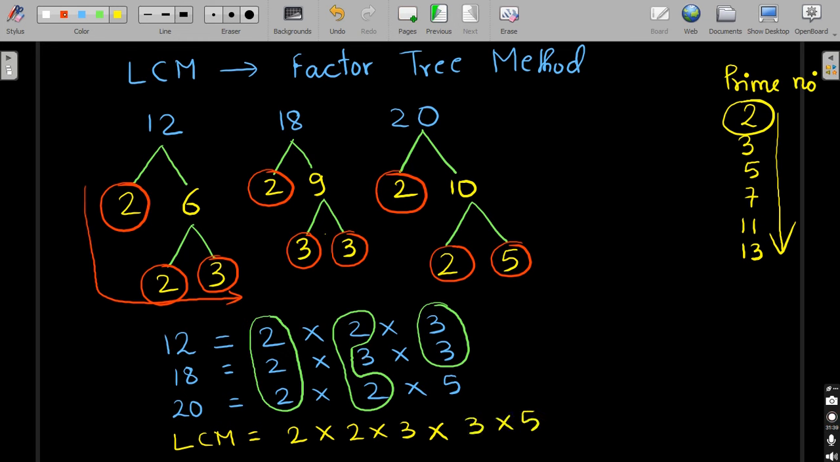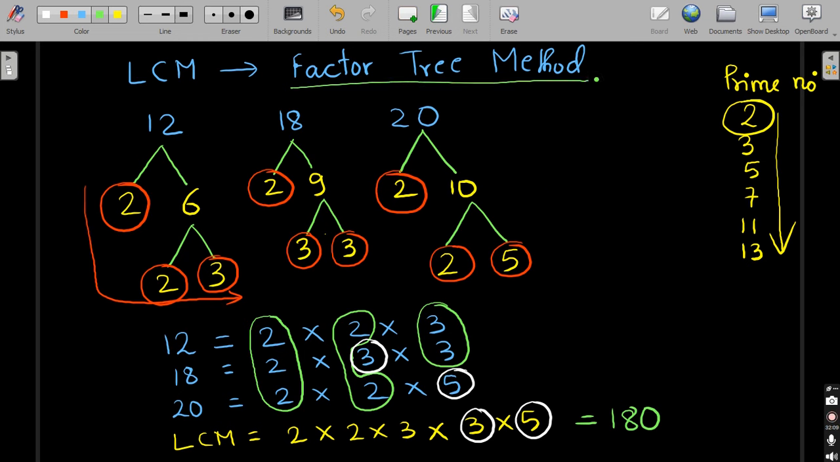Don't be confused here. For your reference, let me write these 3 and these 5 here. Now the final answer, we need to multiply it. So after multiplying, how much will I get? 2 2's are 4, 4 3's are 12, 12 3's are 36, 36 5's are 180. So in the previous method also we got the answer 180. In this method also we got the answer 180. So I hope you understood this video. If you didn't understand, watch this video again so that it will be perfectly clear in your brain.